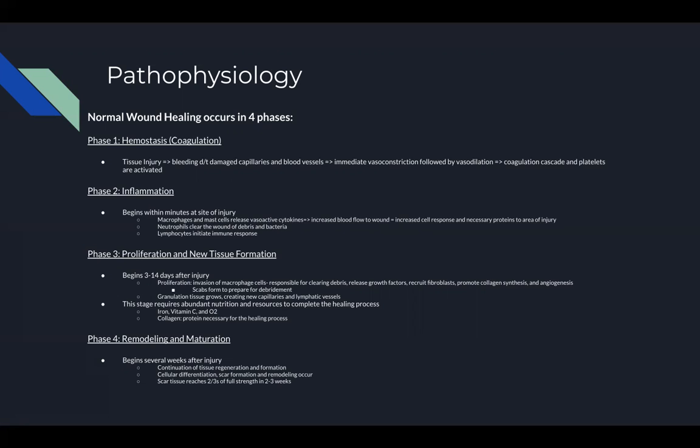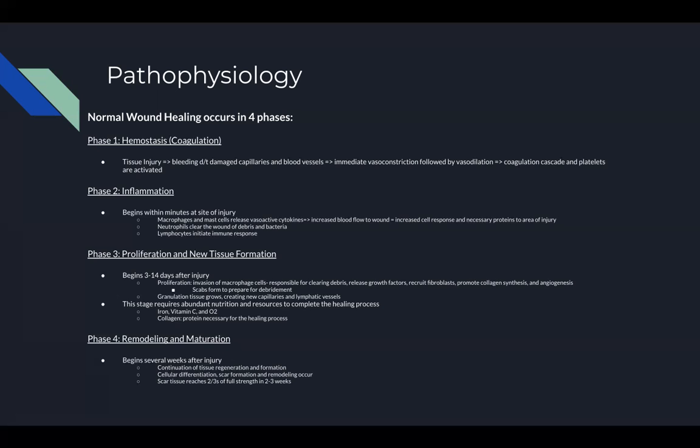We have a cellular inflammation response. Macrophages and mast cells release vasoactive cytokines, increasing blood flow to the wound, which then increases the cellular response and brings necessary proteins to the area of injury. It brings the necessary nutrients and cells to help fight off any foreign invaders or pathogens. Neutrophils clear the wound of debris and bacteria, and lymphocytes initiate the immune response, again fighting off any foreign pathogens or bacteria. Phase 3, proliferation and new tissue formation, begins 3 to 14 days after injury.